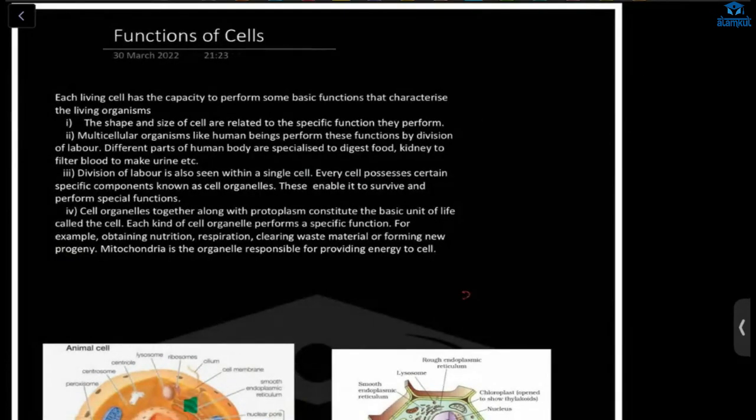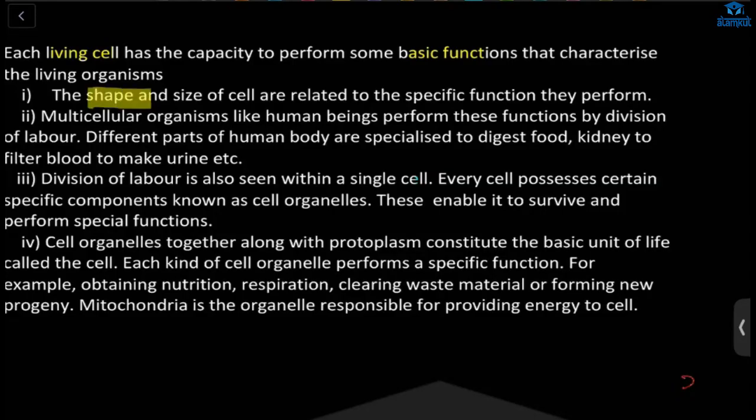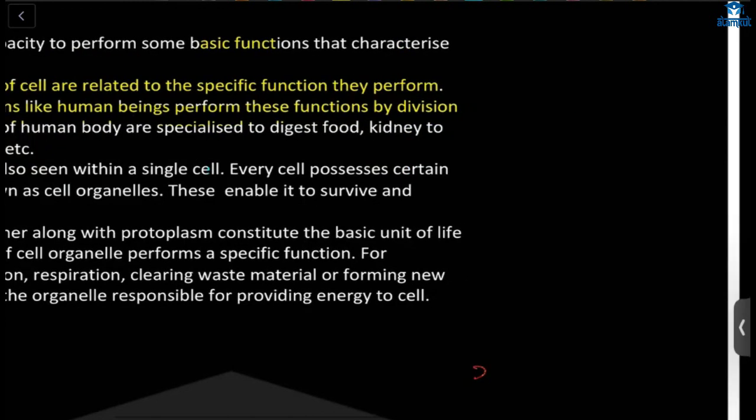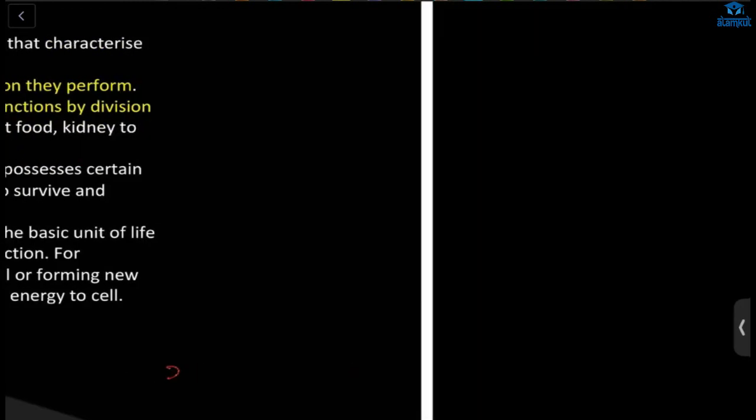Let's talk about function of cell. Every living cell will perform basic function. The shape and the size of the cell are related to the specific function they perform. Multicellular organisms like human being perform this function by division of labor. What is division of labor? Certain cells are supposed to do digestion, and certain cells are supposed to do respiration.